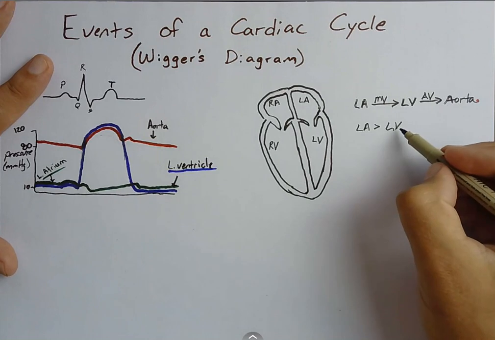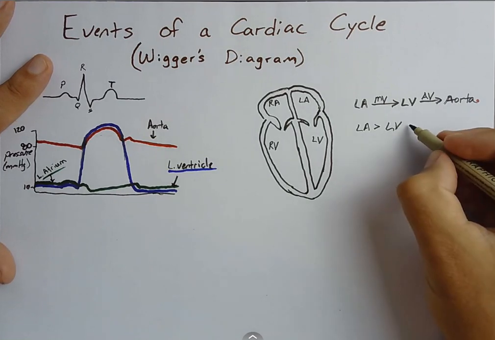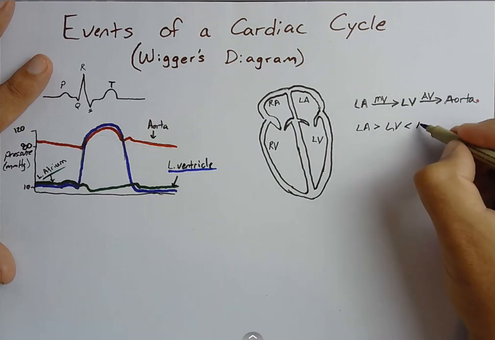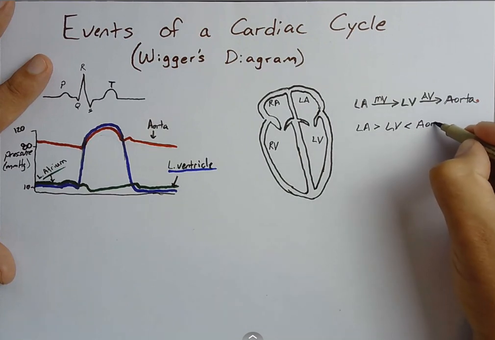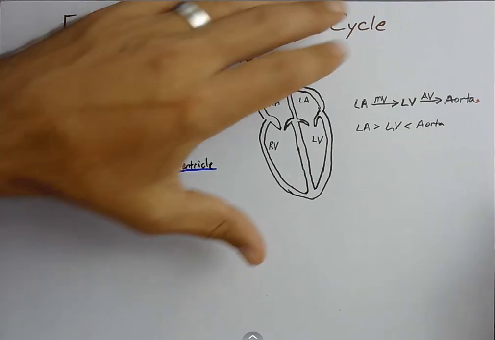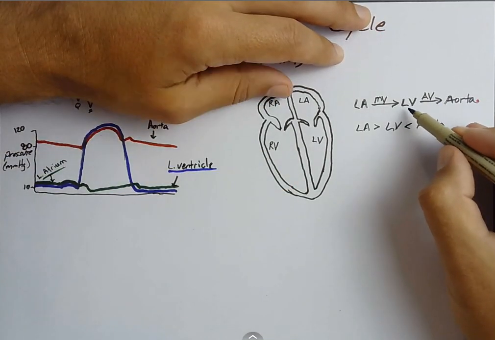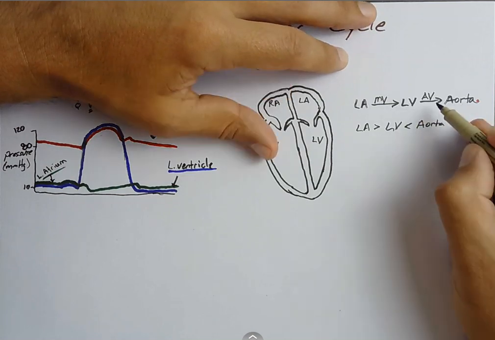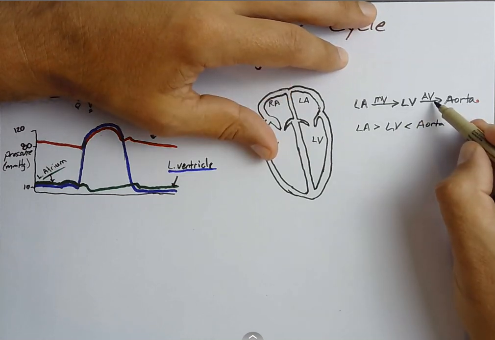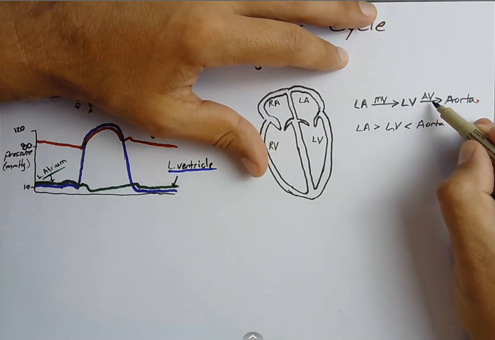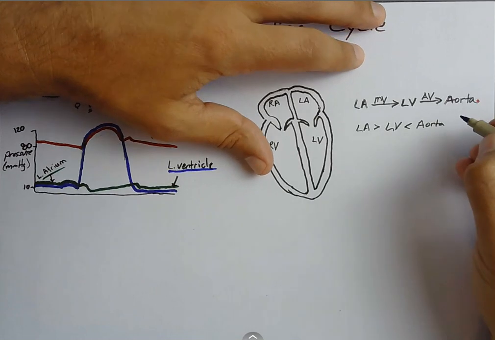But what if left ventricular pressure is less than aortic pressure? And we're just going to write aorta because it's easier that way. Well, what do we know is going to happen there? Well, if the left ventricle has less pressure than the aorta, what's going to happen to the aortic semilunar valve? Well, there's not enough pressure here to open that valve. So this valve will be closed.